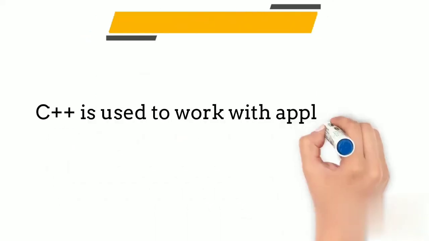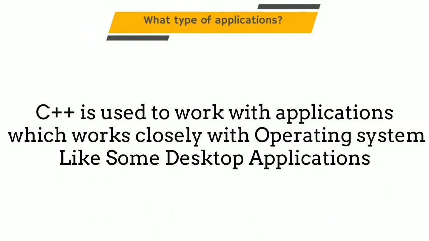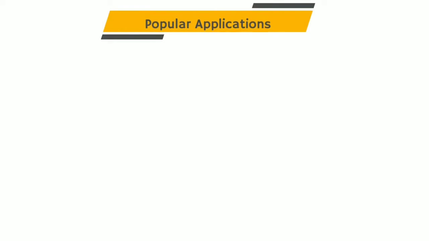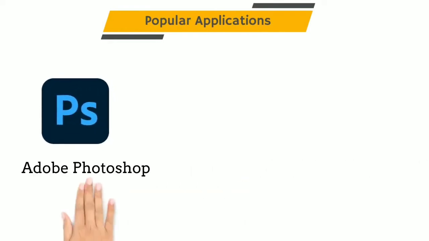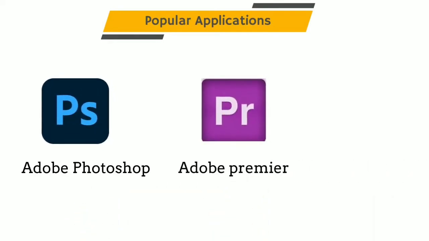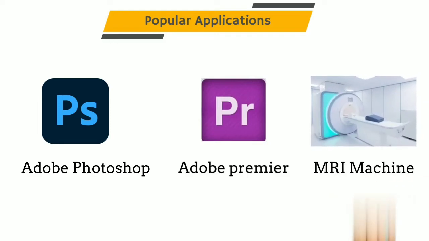C++ is fast and works well with the OS, that is, the operating system. So, it is used to develop applications which work closely with an operating system. Many popular applications like Adobe Photoshop and Adobe Premiere are developed with C++. Apart from this, C++ is used in many advanced types of equipment like MRI machines.